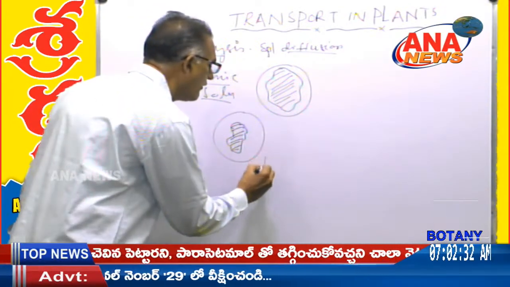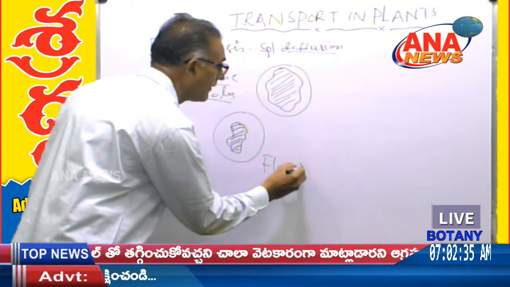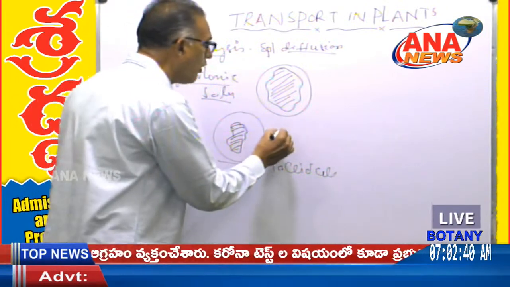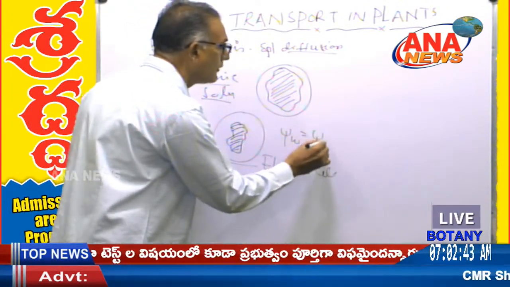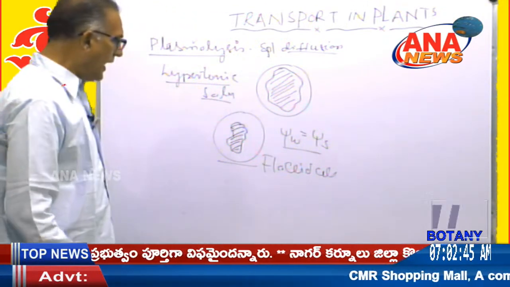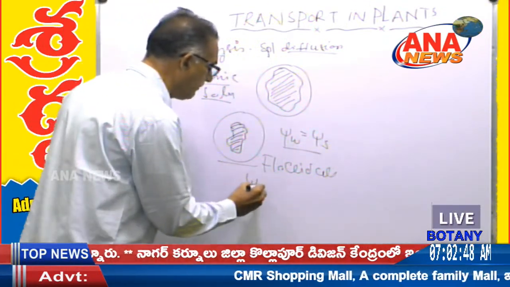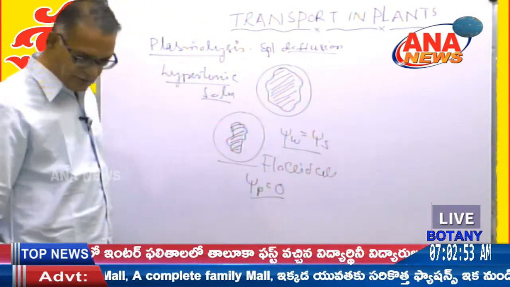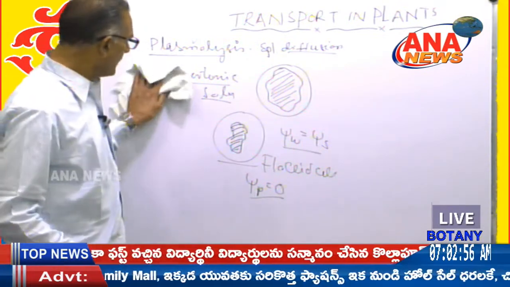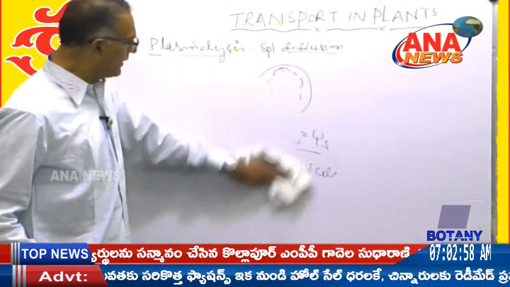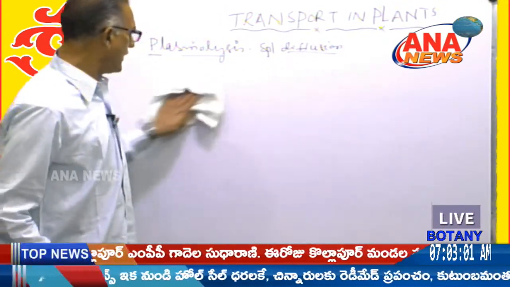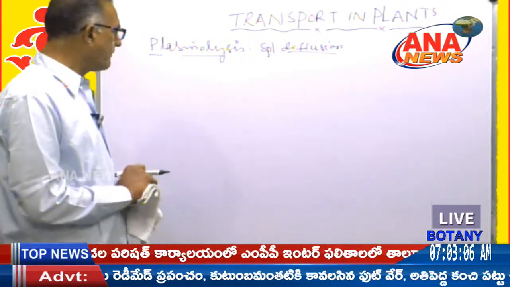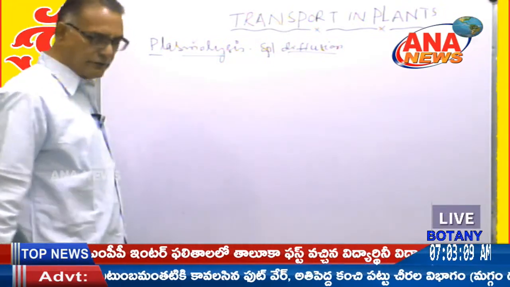Such cells are called flaccid cells. In flaccid cells, the water potential is equal to the solute potential, and the pressure potential, psi p, is 0. When the cells are placed in isotonic solution, there is no net movement of water between the two systems. There is no change in isotonic solution.